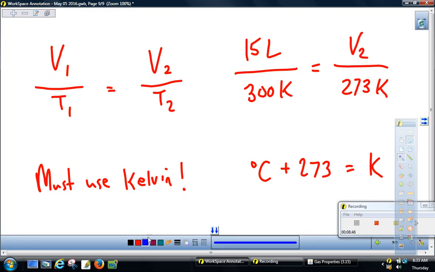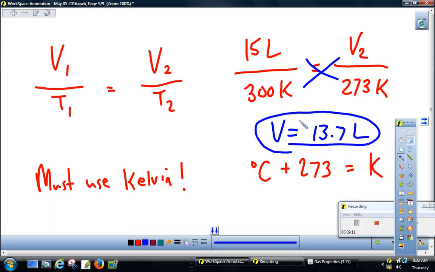When we've got this set up like this, we're going to cross-multiply and solve. So we're going to take 15, what's on top on the left side, multiply it by what's on the bottom of the other side. That gives you 4,095, and we'll divide that by 300, and that gives us a volume of roughly 13.7. So volume is about 13.7 liters. And once again, I didn't worry about sig figs. And so think about your answer. Temperature's decreasing, so volume would have to decrease because of that direct relationship.